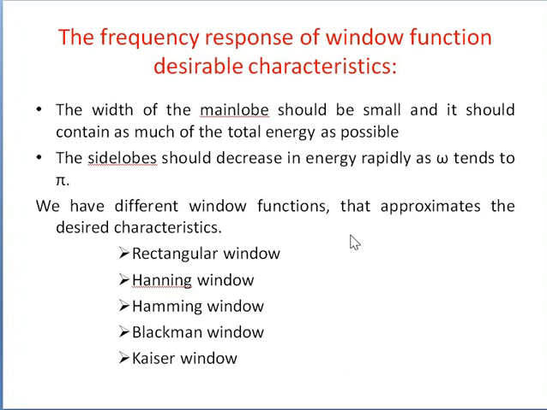But every window should follow two characteristics. The first one is, for each window function we should calculate the frequency response. That frequency response main lobe width should be small. That means the total energy is actually contained in the main lobe. That's why the width of the main lobe should be small and it should contain as much of the total energy as possible.